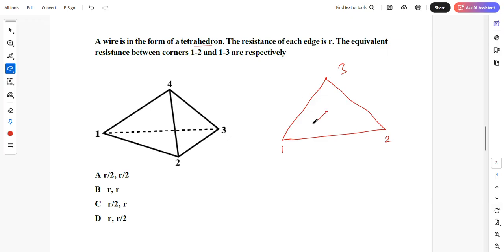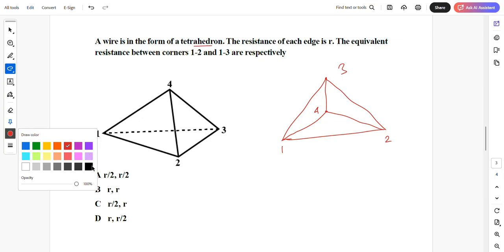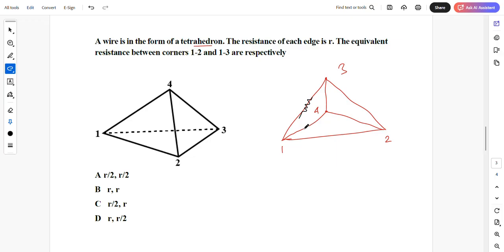Now from 1, and this is 4 if I take. 4 is connected to 1, 4 is connected to 2, and 4 is connected to 3 also. Always a resistance R is there in each edge.